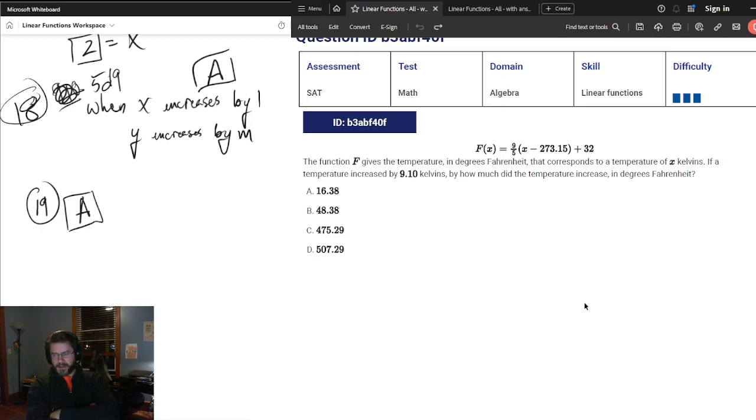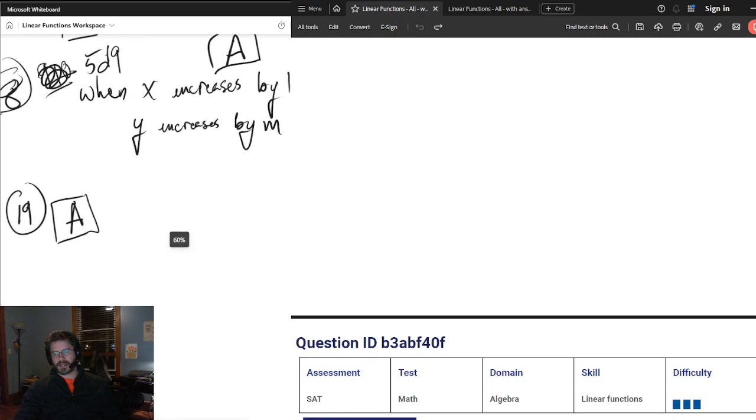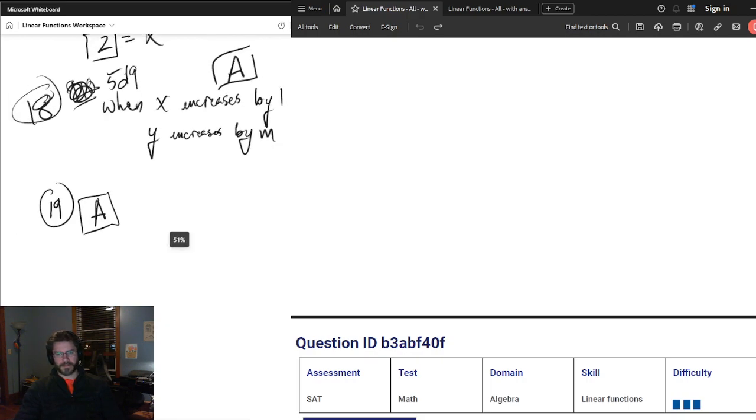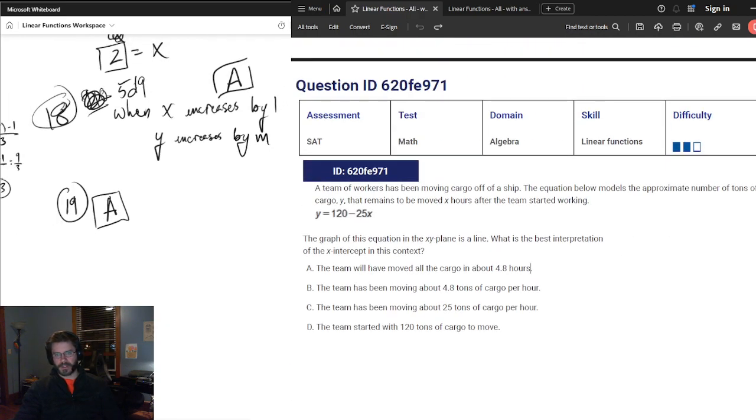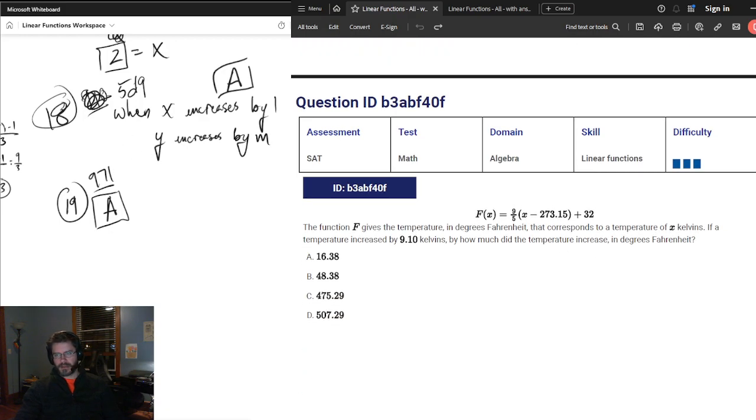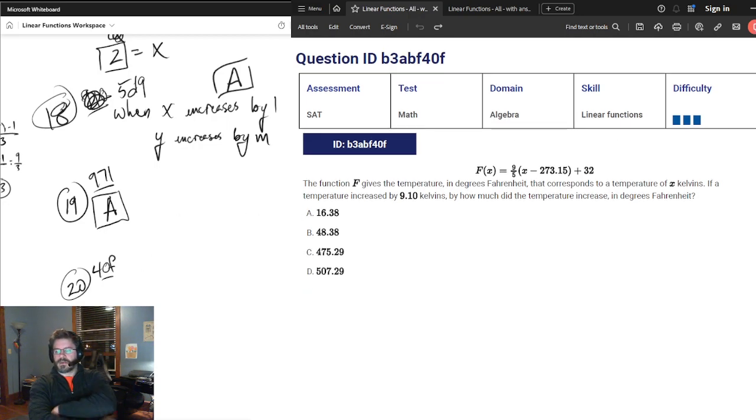All right, we have kind of a point slope form, or you might look at this as a slope intercept form that's been shifted. Again, I forgot the question code. 971. Question 20. 40F. Linear function with a horizontal shift to the right, 273.15.